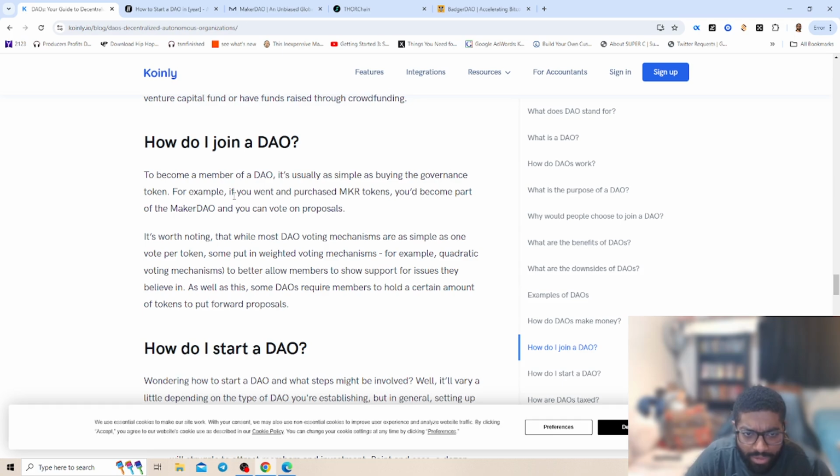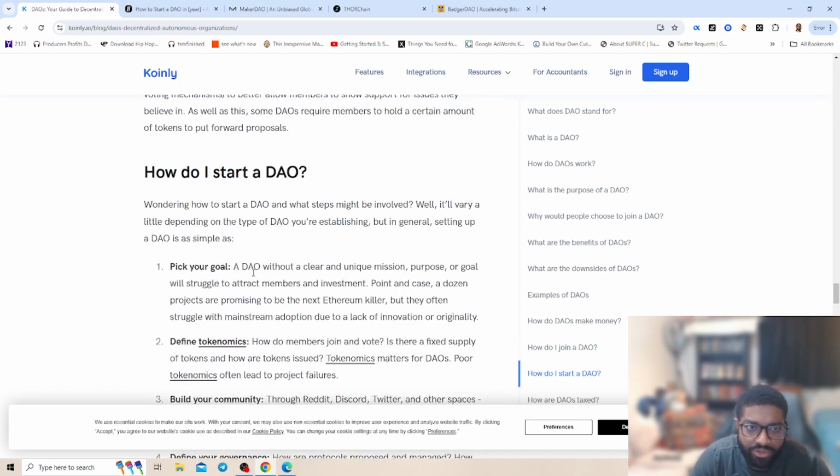It's worth noting that most of the DAO voting mechanisms are as simple as one vote per token. Some are weighted voting mechanisms, for example, quadratic voting mechanisms, to better allow members to show support for issues they believe in as they will. Some DAOs require members to hold a certain amount of tokens to put forth proposals. So how do you start a DAO?